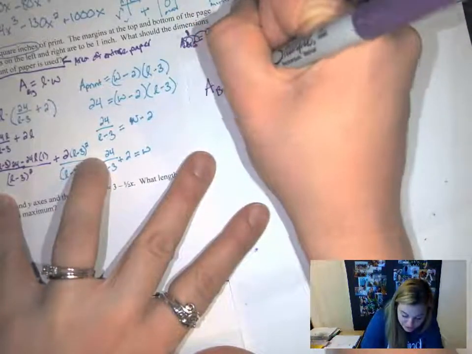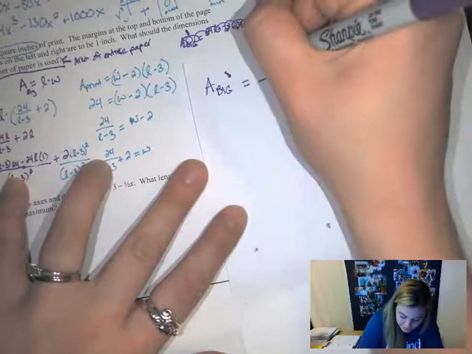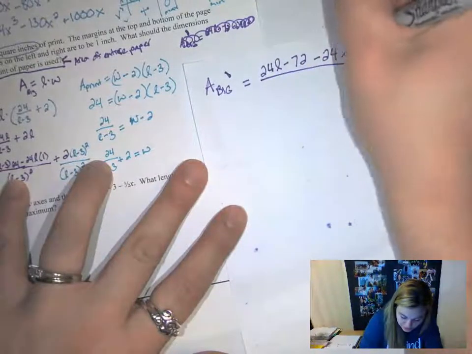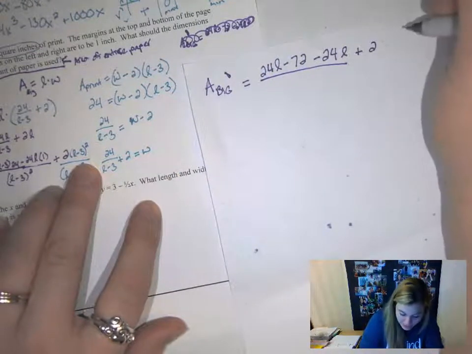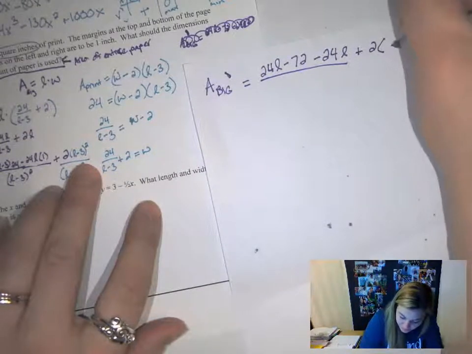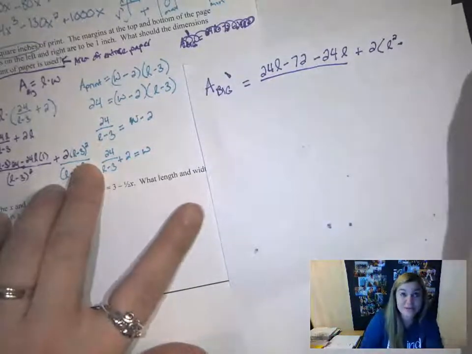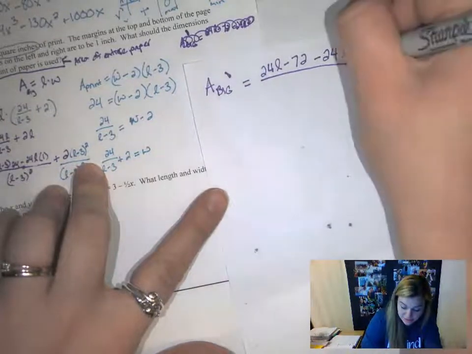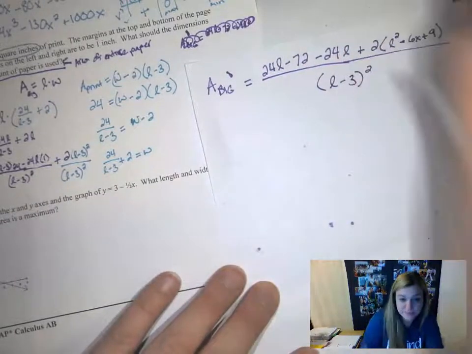So the area of the big, this would have been 24L minus 72 minus 24L plus, and now I've got this thing over here, 2 times L minus 3 squared, which is the same as L squared. Now I have to do this. L minus 3 times L minus 3 would be L squared minus 6L plus 9, all divided by L minus 3 squared.